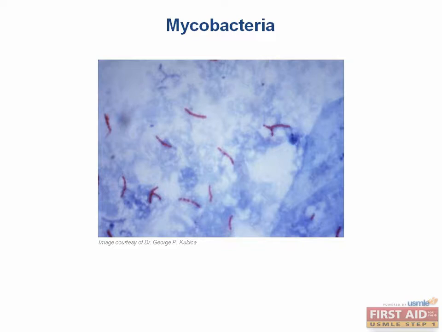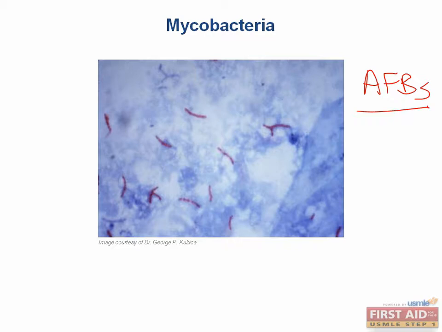Mycobacterium tuberculosis is the most important of the mycobacteria. It is a small, non-motile aerobic rod with complex cell wall composed of lipids called mycolic acids. They are also known as acid-fast bacilli, or AFBs. Can you remember two other organisms that stain positive with acid-fast? Those would be Mycobacterium leprae and Nocardia.